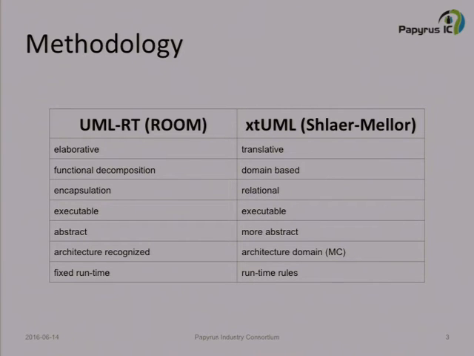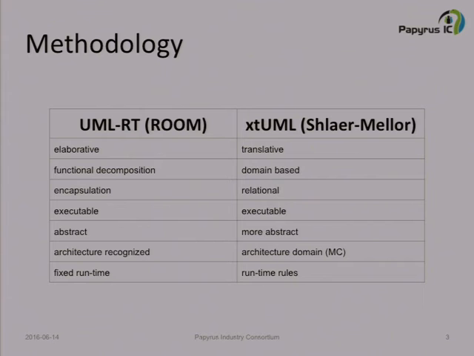UML-RT is elaborative. It's a continual top-down refinement, functional decomposition, whereas xtUML is translative. You build the models, and instead of adding more details to the models, you use a model compiler that translates the models from their modeled form into their implementation form. And instead of being functional decomposition, there's a focus on domains, which is separating by subject matter rather than just breaking down the complexity.